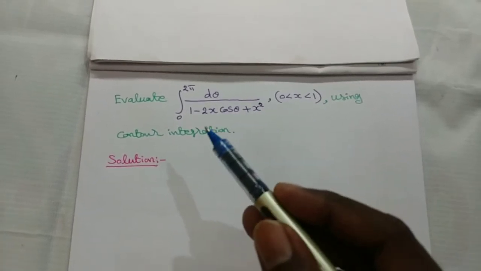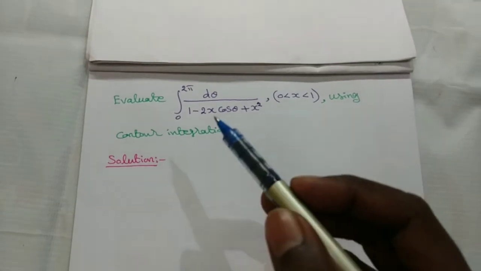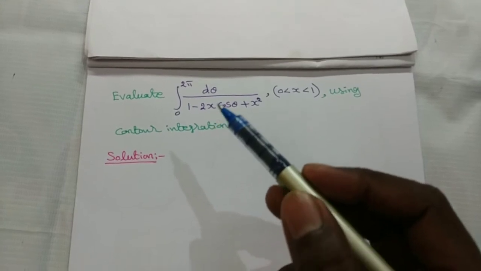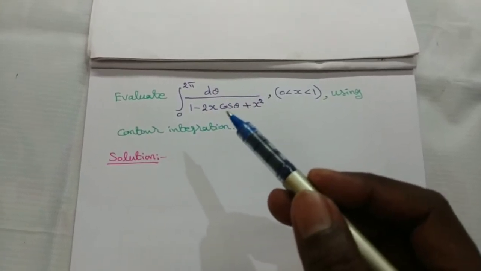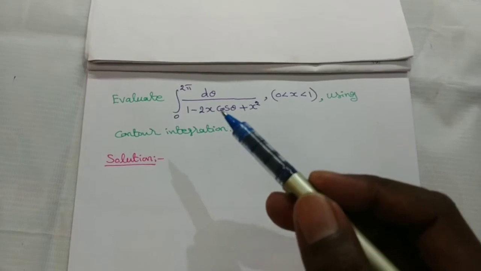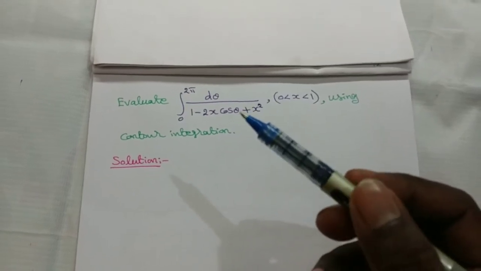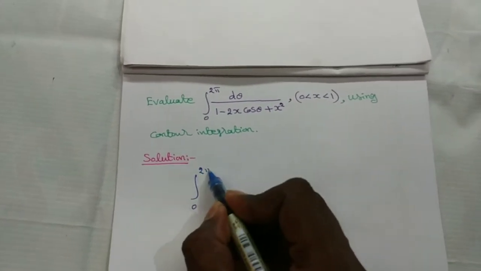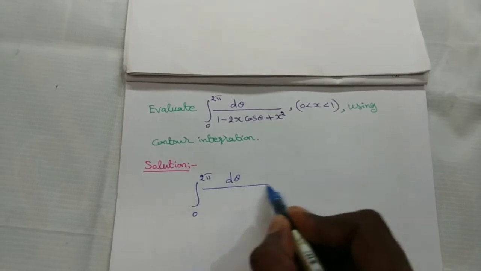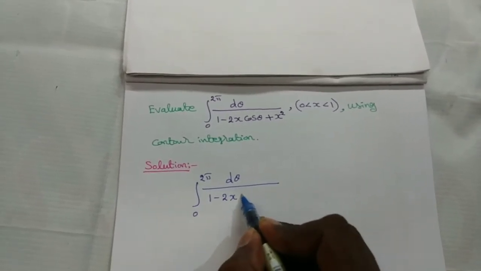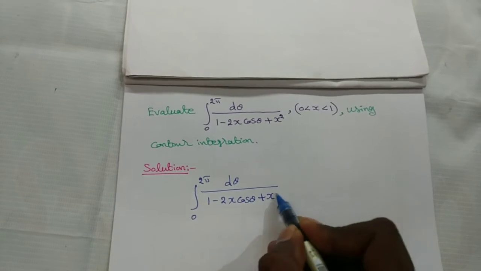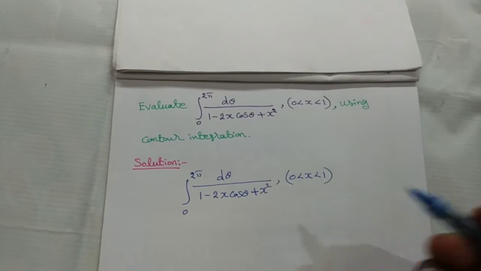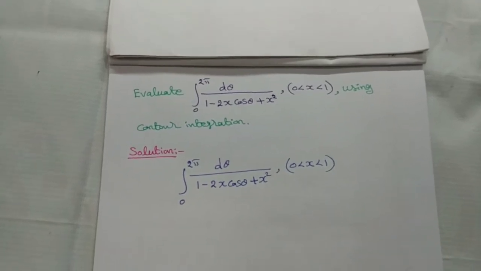You see this is a contour integral of type 1, because the integration has the limits 0 to 2π, and also the integrand involves the trigonometric function cos θ, so it is a contour integral of type 1. Okay, so the given integral is the integral from 0 to 2π of dθ divided by 1 minus 2x cos θ plus x², with the condition 0 < x < 1. This is a contour integral of type 1.